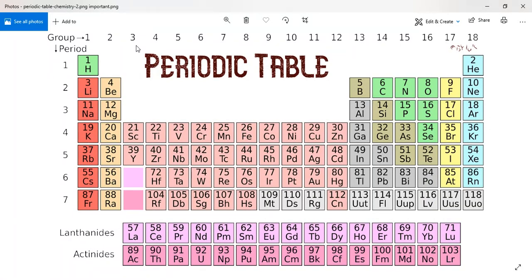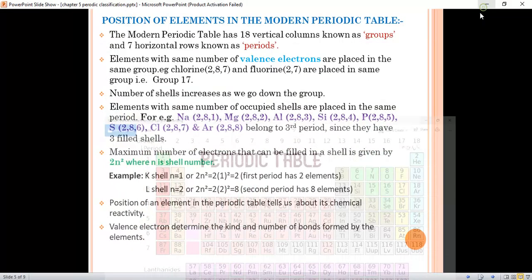What are the vertical columns? If you move from top to bottom like this, these are our groups. And how many groups do we have in the periodic table? 18. And if we move from left to right, these are our periods. So 7 periods we have and 18 columns we have. You have to remember this one.